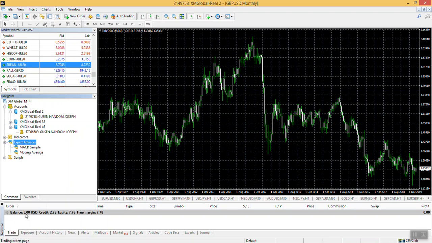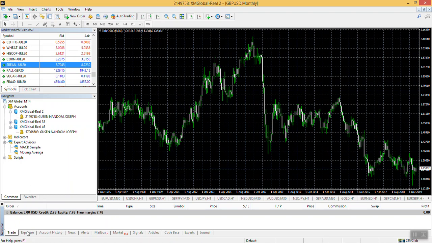Okay, here I deposited $5. Okay, and I was given a bonus of about $2.7. That's the reason why you can see my equity, both the bonus and the capital all together, becomes 7.78. Okay, so this is where you see the deposit, this is where you also see your profit, and this is also where you see your loss.